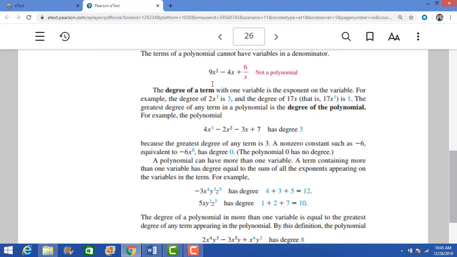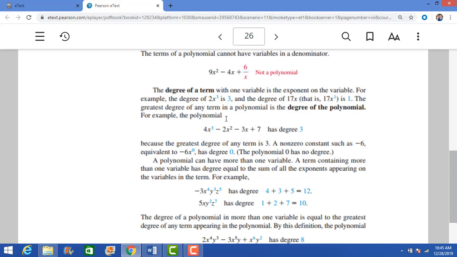Now the degree of a term with one variable is the exponent on the variable. That's the degree of the term. Okay. For example, if we look at 2x to the third, there's only one variable and the exponent is 3, so this is a degree of 3. Okay. And the degree of 17x is the exponent on x, which is going to be 1.